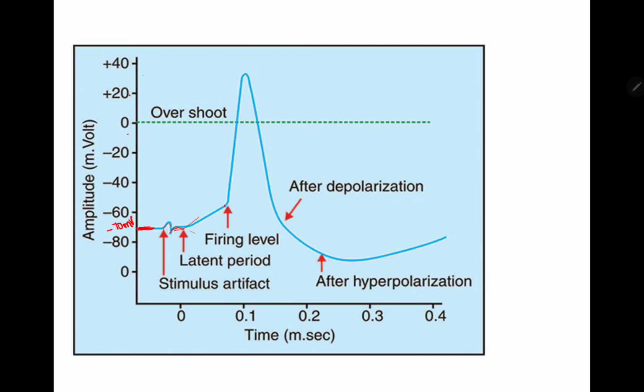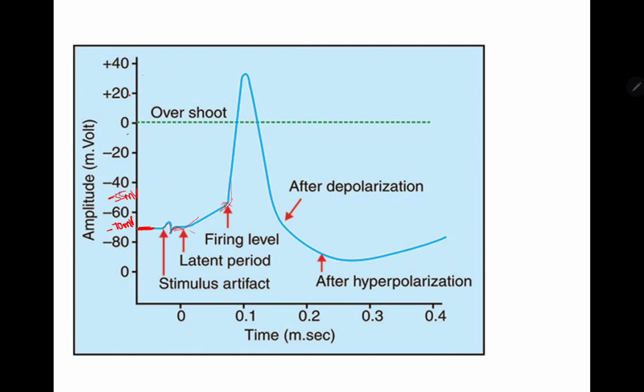Now the firing level. The firing level is approximately minus 55 millivolts. If the stimulus is strong enough, the voltage rises to about minus 55 millivolts. This is the threshold point. If you hit this line, the nerve has to fire. If you don't, nothing happens. It is all or none. This is the threshold.